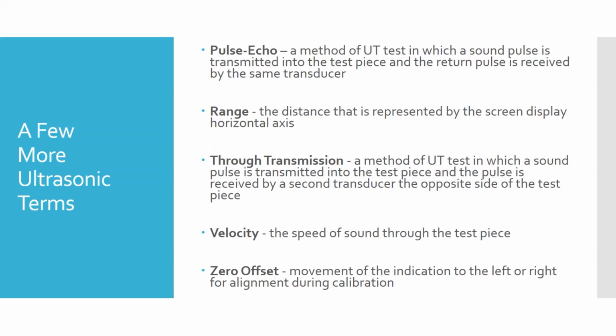And so that gives us overall the range we're inspecting. Typically the range, which is the next one, is the distance that we can see on our screen. We want to see our area of interest, typically from where we put our probe to the back wall of the part. Doesn't necessarily have to be, but typically that's what we're going to do. We want to be able to see the whole probe.